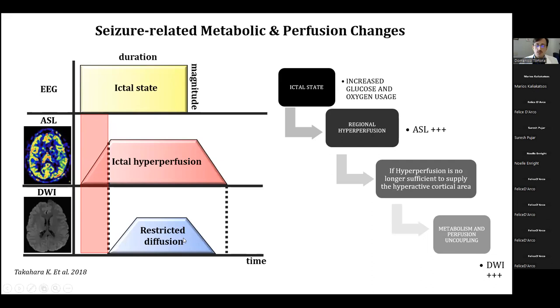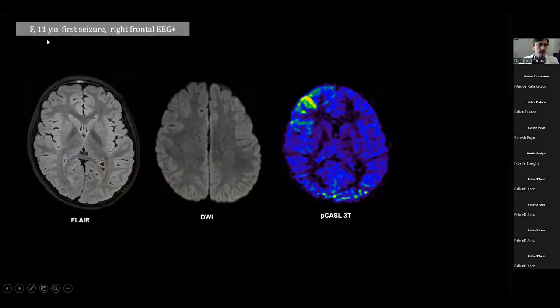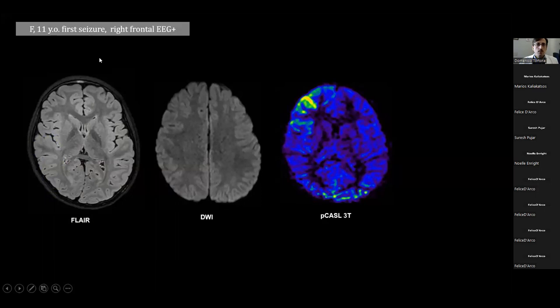This is the case of a young girl, 11 years old, presenting at the emergency room with the first seizure, and right frontal EEG abnormalities. This is a peculiar case because we cannot see any abnormalities on FLAIR, no abnormalities on DWI, but perfusion imaging localized a hyperperfusion in the right frontal lobe. And these abnormalities are reversible.